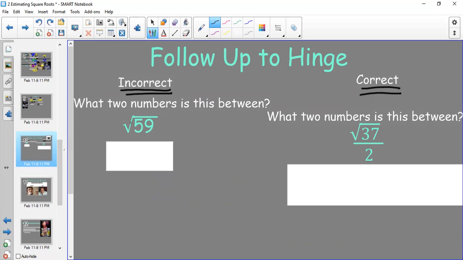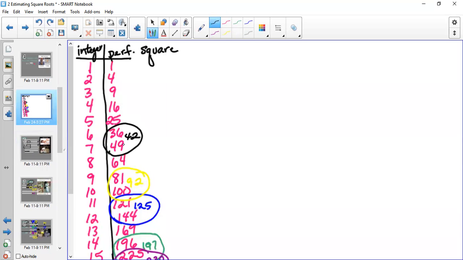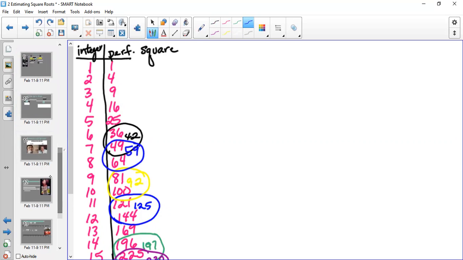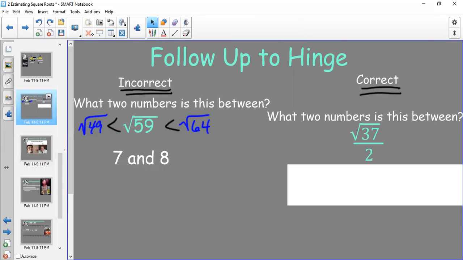All right, let's see how you did. Square root of 59, the two perfect squares that it is in between. Let's go to our list. Square root of 59 would be right here between 49 and 64. So square root of 49 and square root of 64. And don't forget to square root them. It would be between 7 and 8.